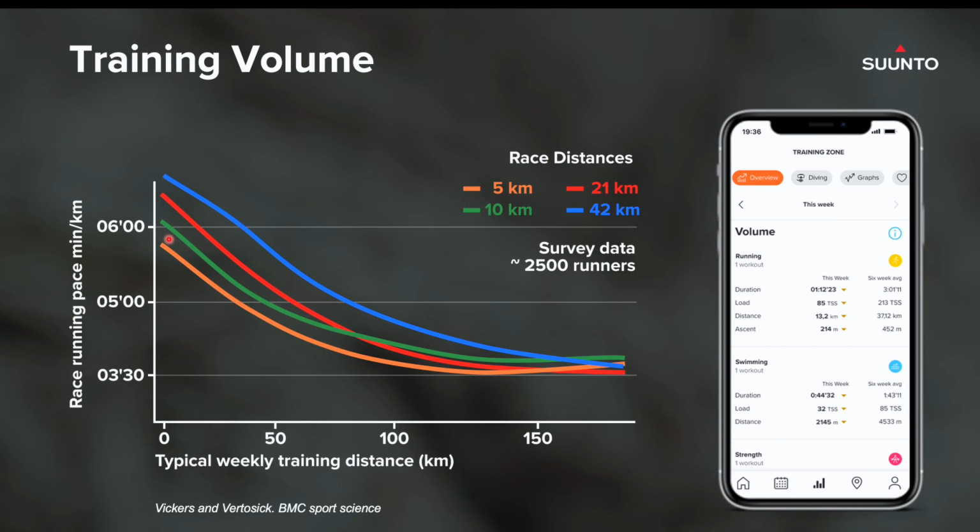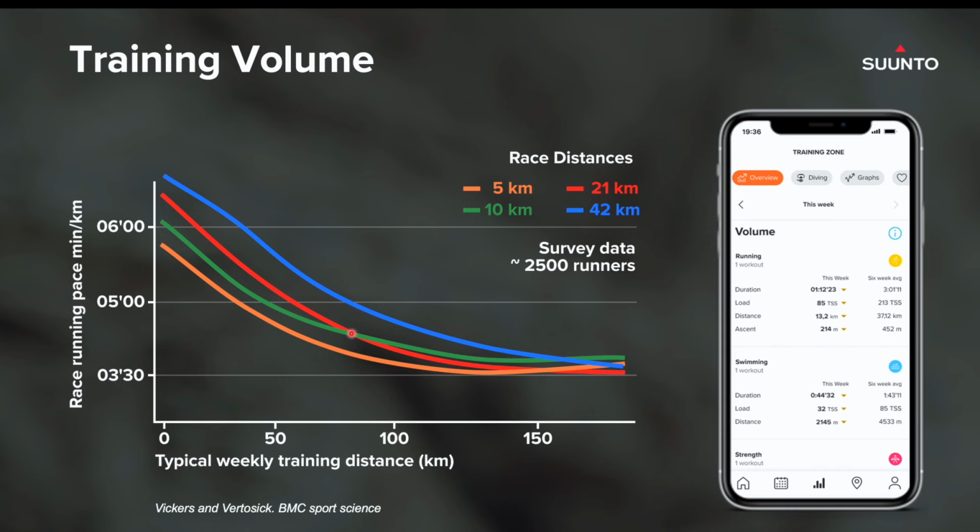and then the pace that they were able to do certain race distances. So basically here you can see that the green line, for example, is a 10-kilometer race distance, and you can see that depending on the weekly running volume, the race pace is getting faster and faster when the normal weekly volume has been increasing. So basically the story here is that when you are increasing the training volume, you most probably will get benefits in your performance. There's no way around that.